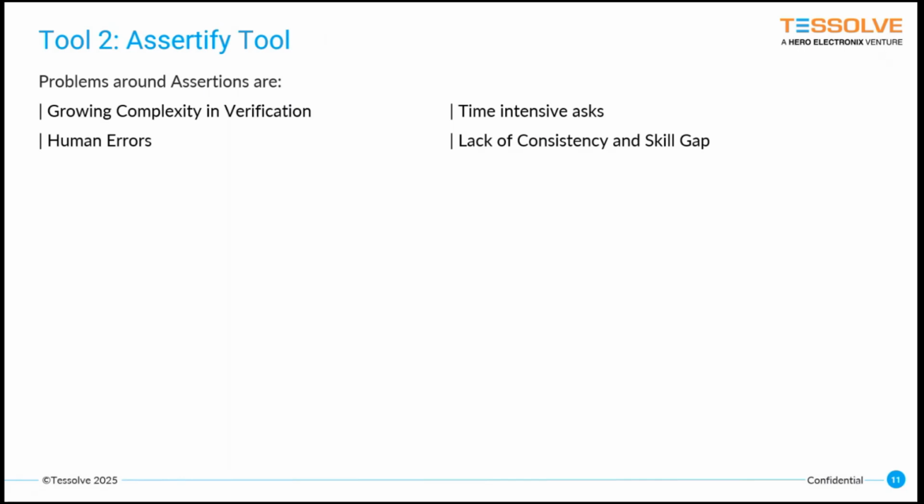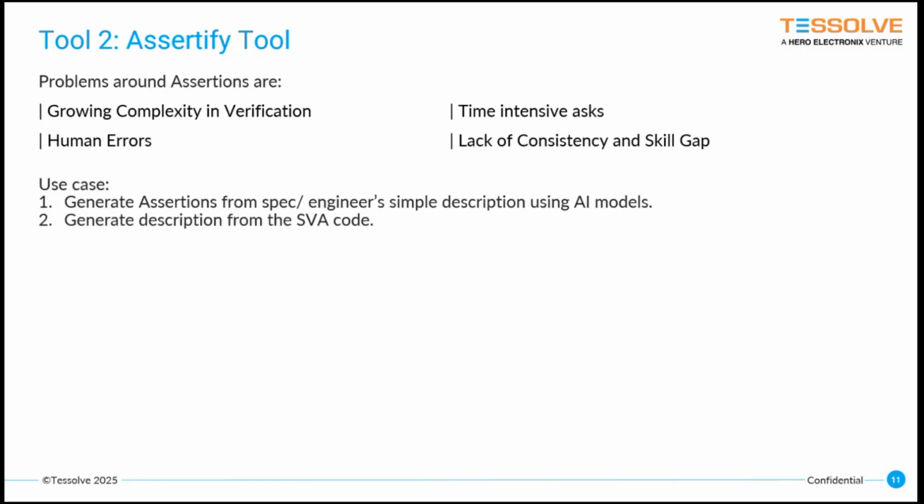The second tool, which I have named Assertify, is useful for generating assertions. This is just one use case which I want to take here, so that we can finish within the time frame. So what are the typical problems? Growing complexity, human errors, time-intensive tasks, lack of consistency, and skill gaps. How can we take help of AI for this? The use cases: generating the assertions from the spec and an engineer's simple description.